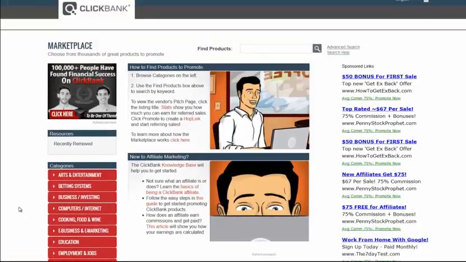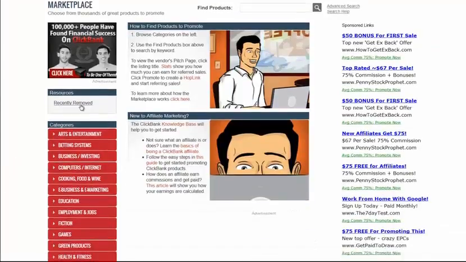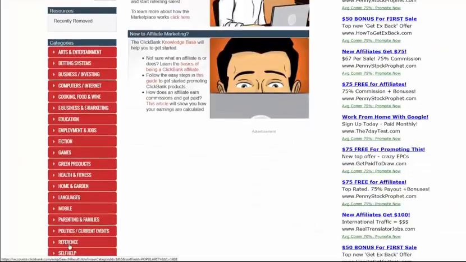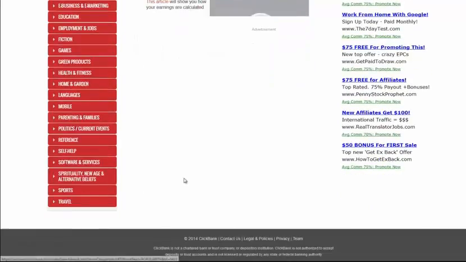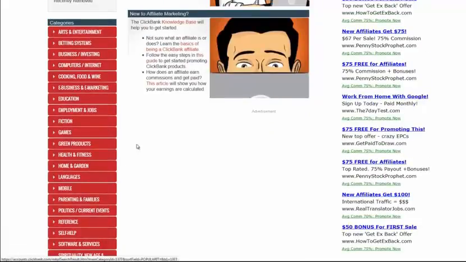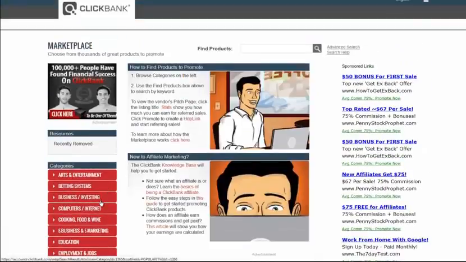Okay, so how do we start? Well, first of all, let me just explain. This is the main thing we're going to be looking at, and that is the categories, which you're seeing here on the left side of the screen. Now, at this point, you may already have an idea of a product you would like to promote or a market you would like to go into, and I always say the best place to start is going to be something you're interested in, okay?